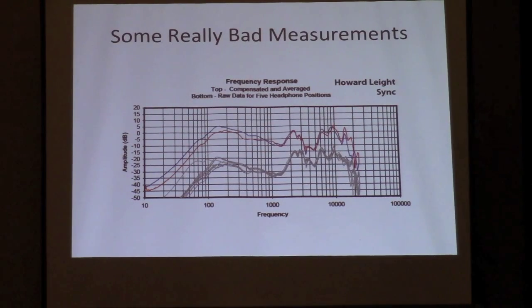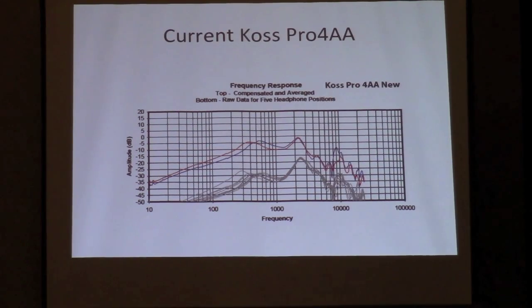Here's some really bad measurements. This is the Howard Light Sync. It's a headphone that's also a high noise isolation headphone. It's for listening in loud environments. Really, really bright sounding, horribly bright, no bass. The current Koss Pro 4AA, first headphone I ever owned was a 4AA back in the day. I just recently got to measure a vintage Pro 4AA, and it measures way better than that.